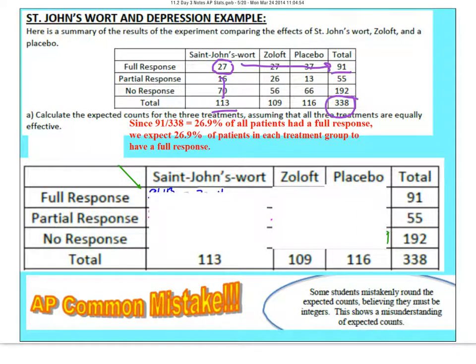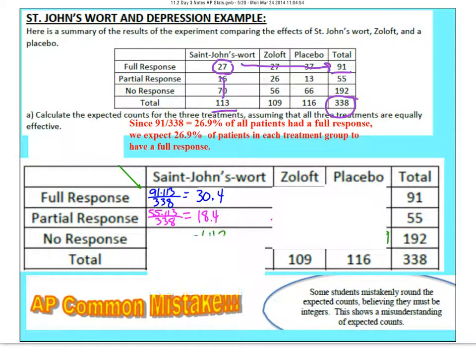So notice what I'm going to do here. I'm just going to show for the St. John's wort full response, it is going to be 91 times 113 on the top, and you divide it by 338. We would expect there to be 30.4 responses compared to our observation. And then you would just do that for all 9 of these cells to get all the expected counts.